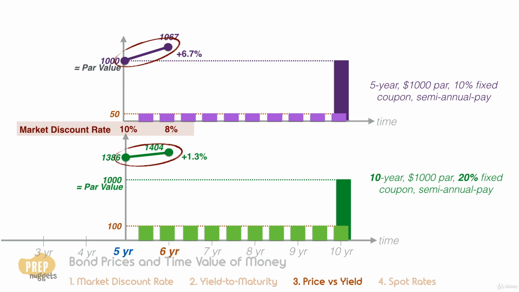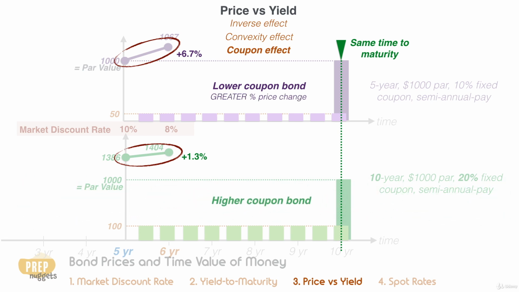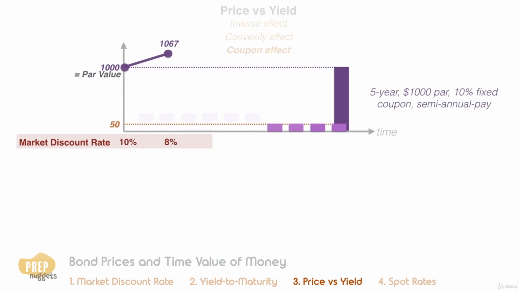Here we introduce the third factor that affects the sensitivity in price when the yield changes. We call this the coupon effect. For the same time to maturity, a lower coupon bond has a greater percentage price change than a higher coupon bond when their market discount rates change by the same amount. Back to our 5-year bond example.